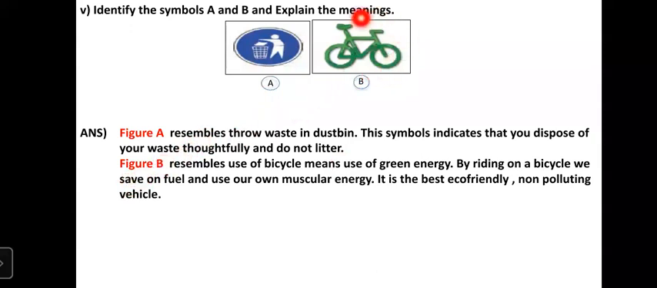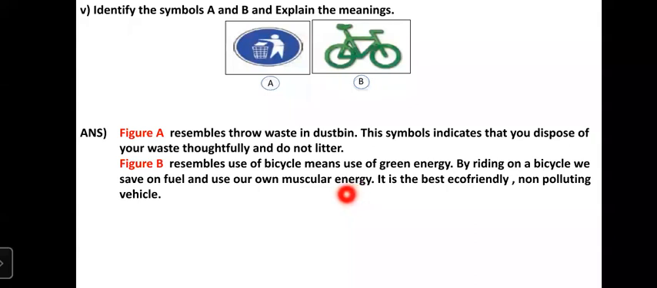You can see in figure B, first you have to identify the symbol. Figure B resembles the use of a bicycle, which means use of green energy. Then explain the point. By riding a bicycle, we save on fuel. For a bicycle, you don't require petrol, diesel, CNG, and all. So we are saving on fuel. What are we using? We are using our own muscular energy.